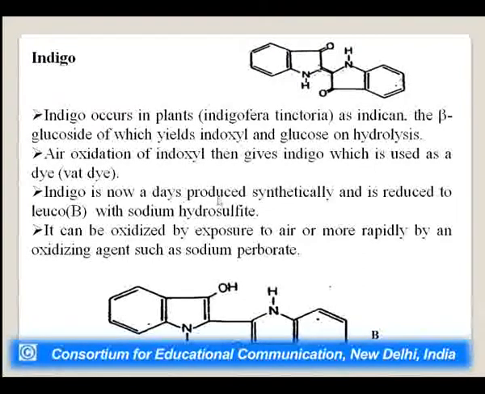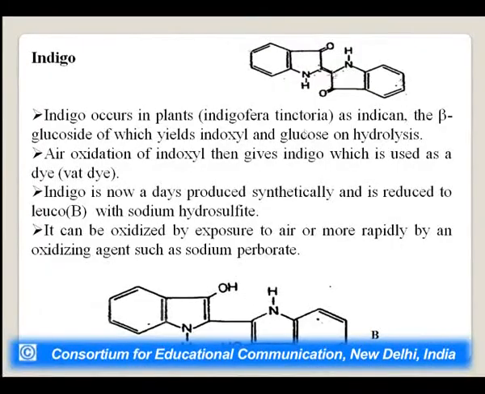Indigo is nowadays produced synthetically and is reduced to leuco. This is the structure of leuco. What is the difference between these two structures? Here you can see the oxygen atom and here you can see the hydroxyl group. So, you can see it contains tautomerism. It can be oxidized by exposure to air or more rapidly by an oxidizing agent such as sodium perborate.